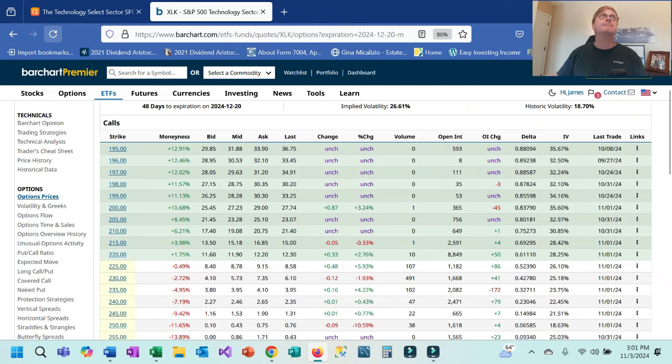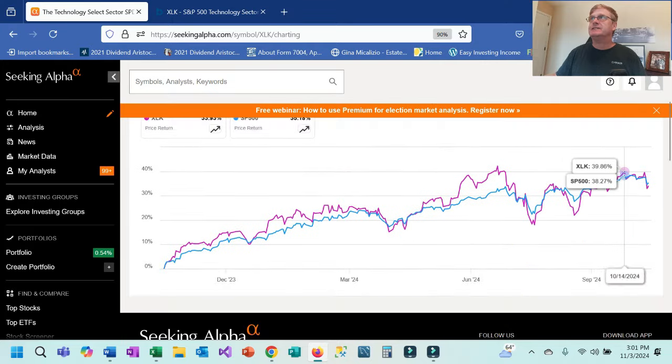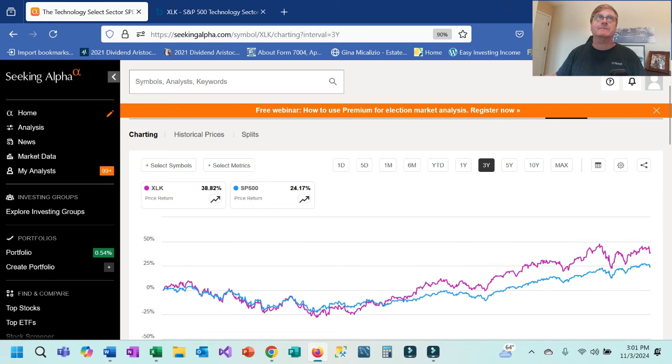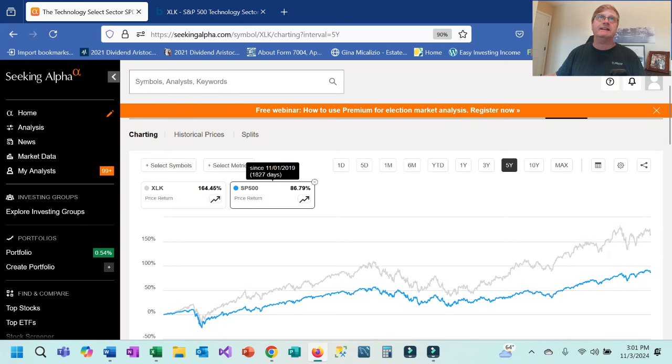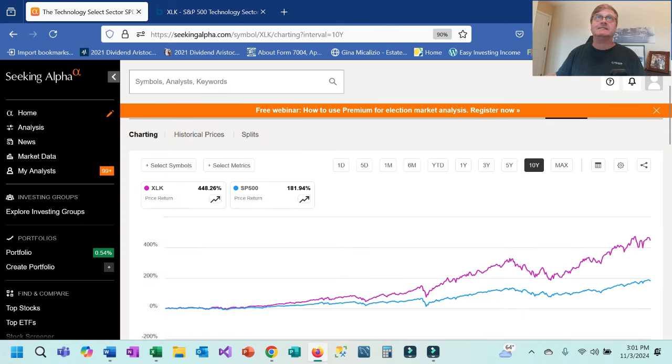Now, if I come back over here, one thing I did want to share is you can see here's XLK compared to the S&P 500. You can see it's done about the same in 1 year. 3 years, it's done a bit better. 5 years, it's outperformed, 86 for S&P, 164. 10 years, it's done even better.